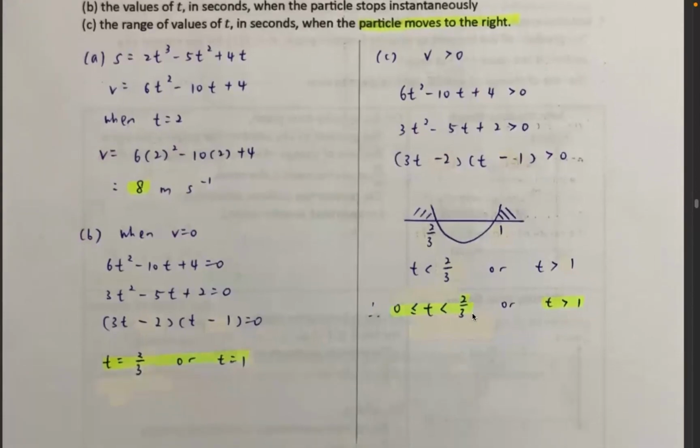And we have to be careful here whenever we see t is less than a number. Okay, because t cannot be negative. So for this answer, you have to write one more line. t is in between 0 and 2/3. t can be 0. So we have an equal sign here, but there's no equal sign here. Okay, or t is greater than 1.